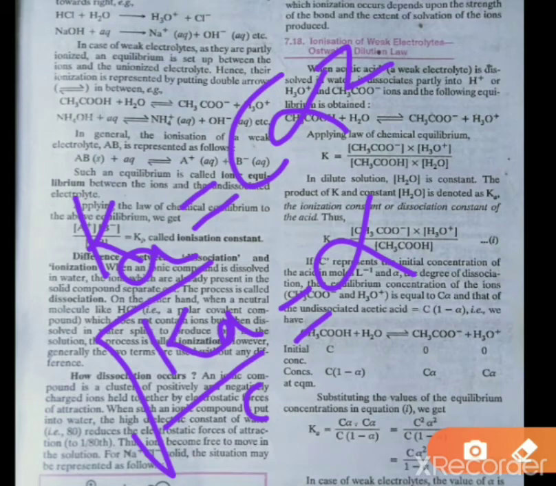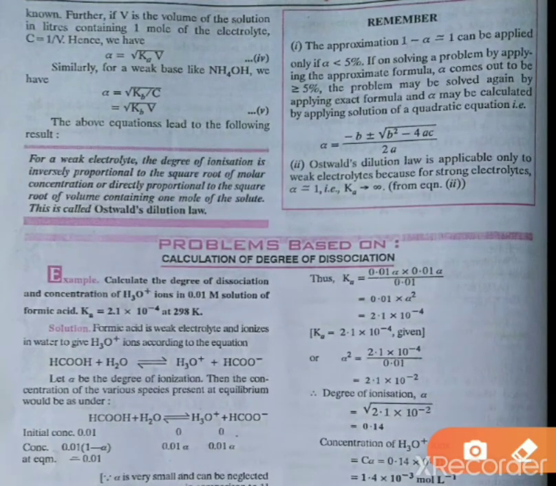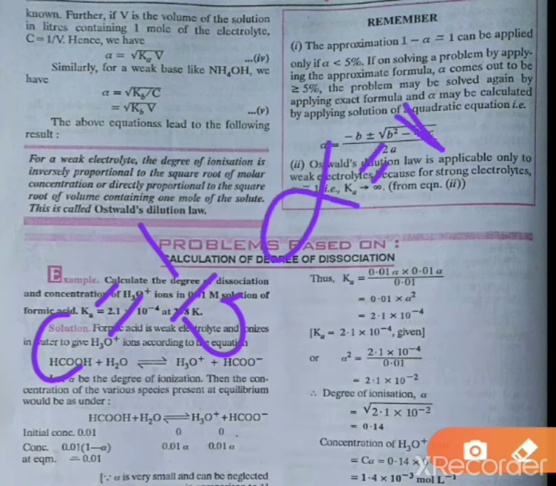Now students, further, if V is the volume of the solution in liters containing 1 mole of electrolyte, then C is equal to 1 by V. So we can easily correlate that alpha will be equal to under root Ka into V, and these conditions are for weak acid.